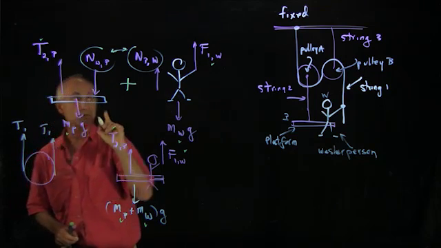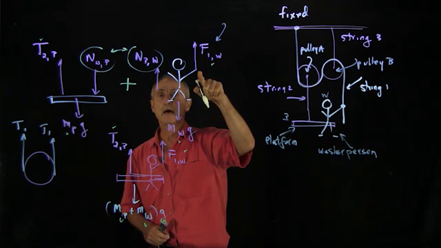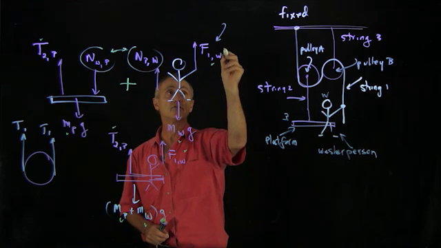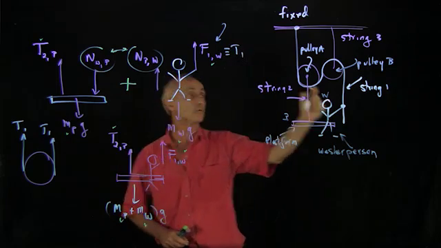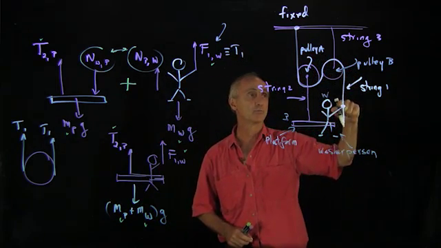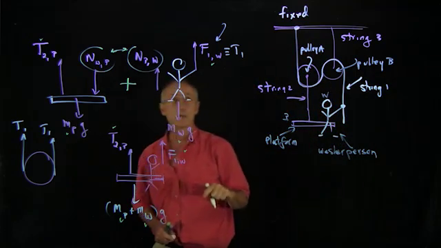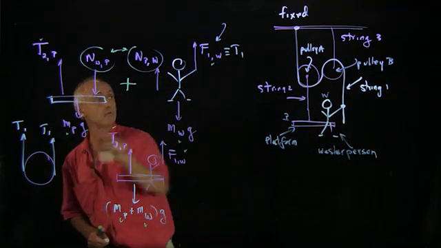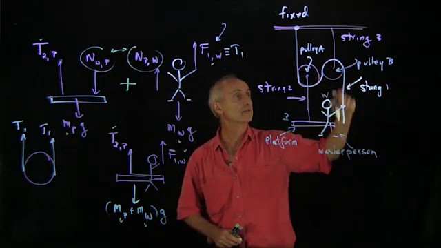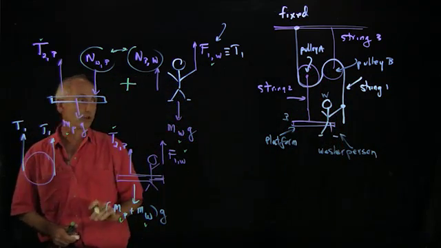Just to alert you, keep in mind that this force here is the force of the string on the person, and this too is also tension in the string, because this is our assumption of a massless string. So notice that everywhere in the string, the tension is uniform. So I'm just going to simplify that by calling it T1.